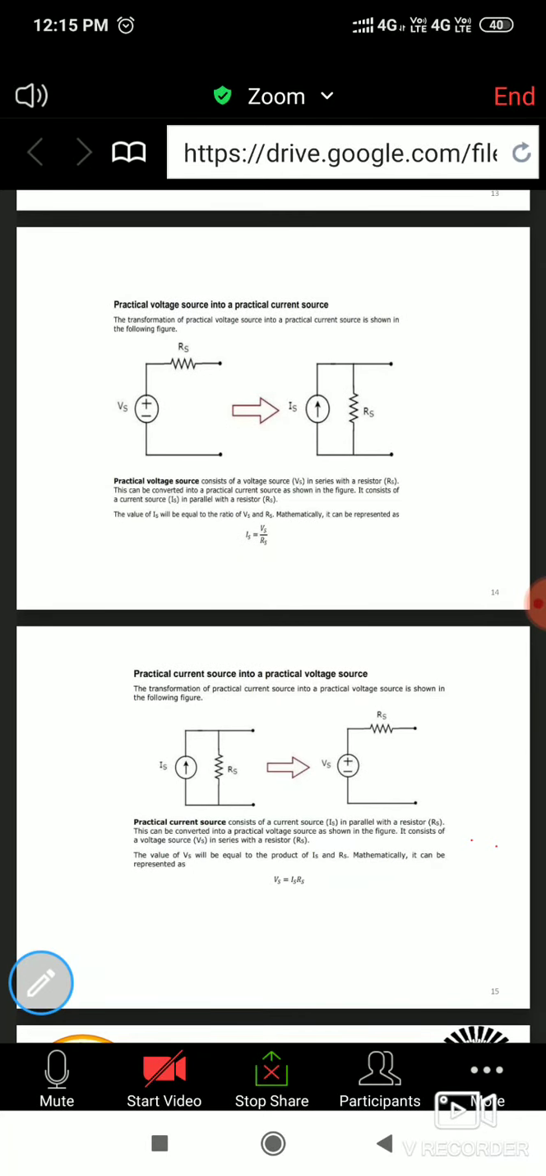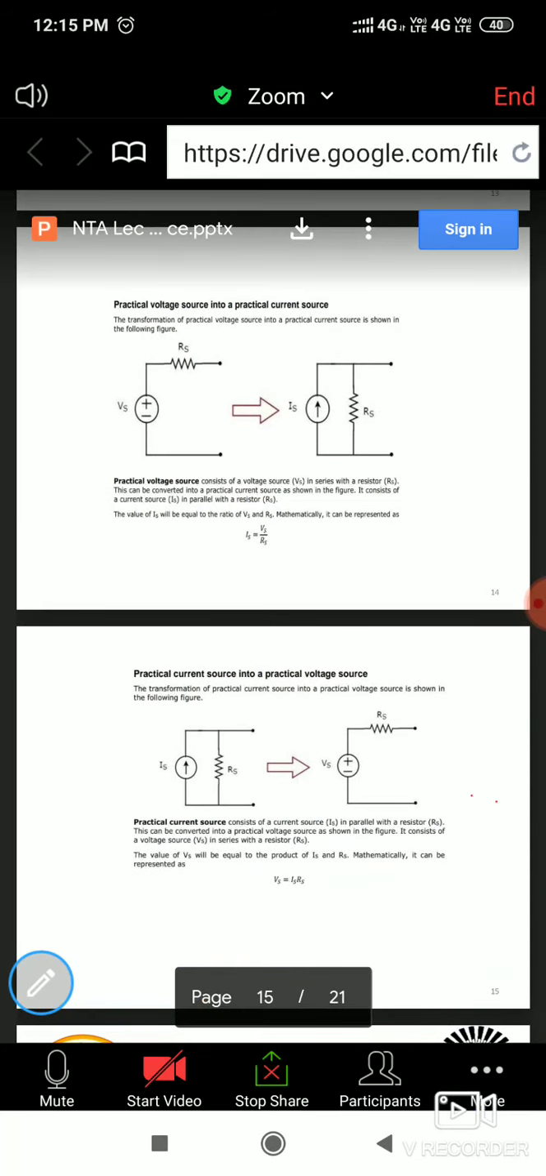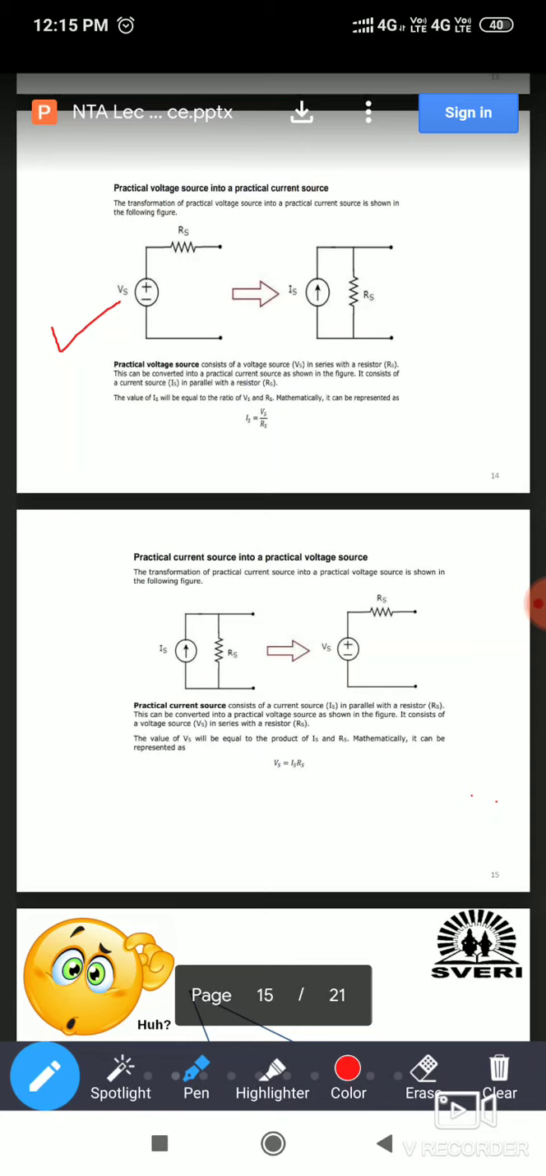Source transformation means we can easily convert a practical voltage source into a practical current source, and vice versa. Vice versa means from a practical current source we can also convert into a practical voltage source. म्हणजे voltage source तुम्हाला कन्वर्ट करंट सोर्स मध्ये करता येतं, आणि करंट सोर्सचं कन्वर्शन प्रॅक्टिकल व्होल्टेज सोर्स मध्ये करता येतं. ओके, नाउ डायग्राम इज गिवन हियर. So the diagram is given here.